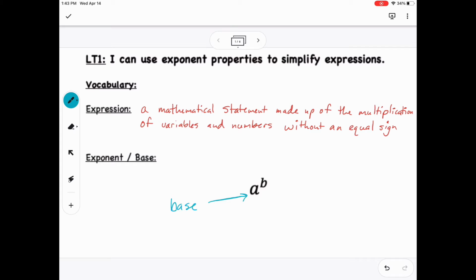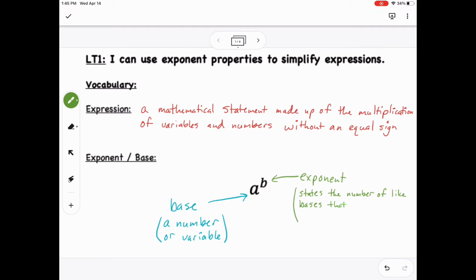The next thing is a little bit newer, an exponent slash base. Now the base is the big number on the bottom, big in the sense of font size, not actual value. So the base represents a number or variable. The little number up top is the exponent, and that states the number of the bases that we have multiplied together. So it's actually a way of counting the number of bases we have based on the multiplication being done there.